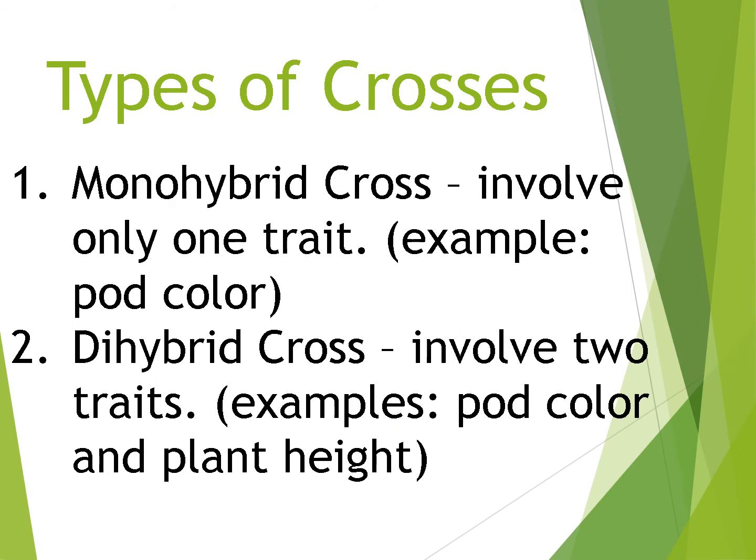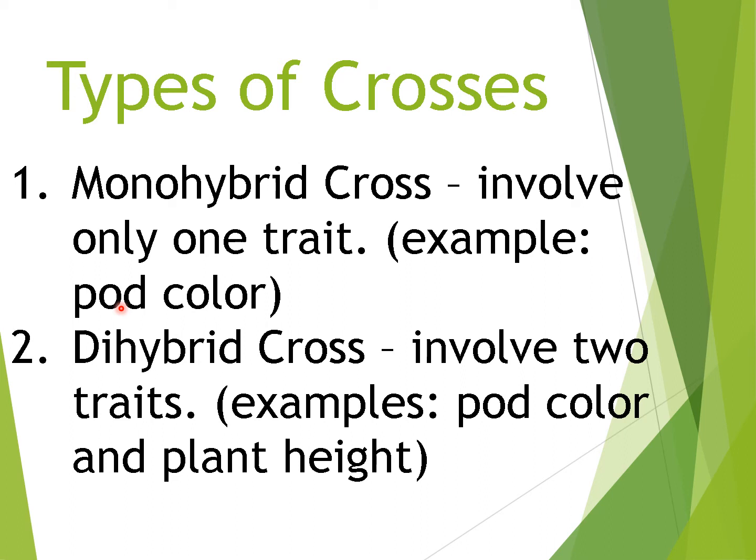Proceeding, let us discuss the two types of genetic cross. The first type of genetic cross is known as monohybrid cross. The prefix mono implies one. In this genetic cross, it only involves one trait. For example, we have the pod color.